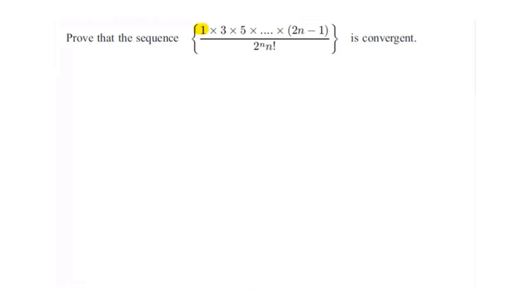If you just look at the top, well, you've got this 1 times 3 times 5 and so on. Well, that is the odd numbers. So your 2n minus 1 is the nth term of the sequence of the odd numbers. Whatever n is, you times it by 2 and you minus 1 and you will get that odd number. And on the bottom, we've just got 2 to the n, so whatever n is, raised 2 to the power of that, times n factorial, right?